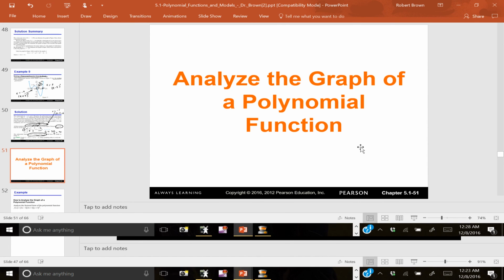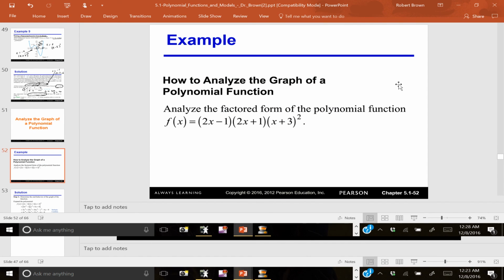Now, let's go ahead and analyze the graph of a polynomial function. Let's take the factored form of a polynomial function, 2x minus 1, 2x plus 1 times x plus 3 squared, and you can immediately begin to analyze it. The zeros are at 2x minus 1 equals 0, or x equals 1/2.